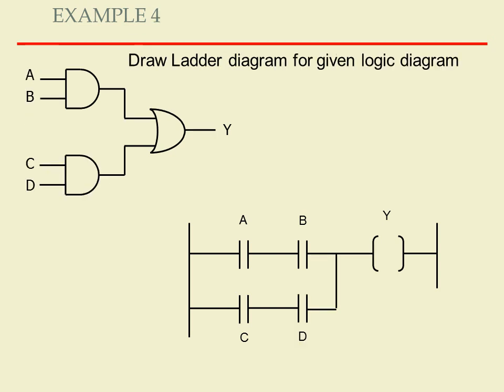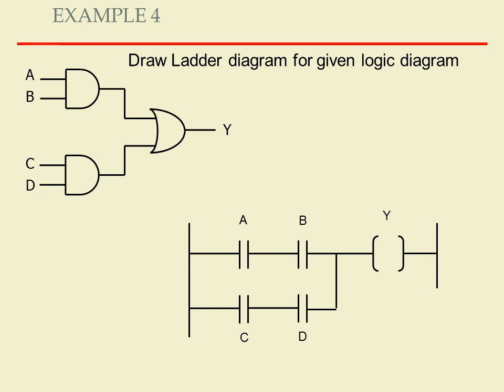Next example. So here there are two AND gates. Okay, inputs to the first AND gate are A and B, inputs to the second AND gate are C and D. Whatever are the outputs of first and second AND gate will be connected as input to the OR gate, and overall output is given as Y.